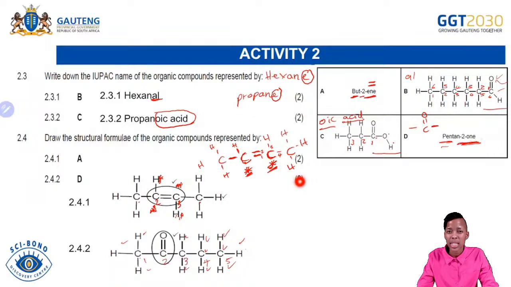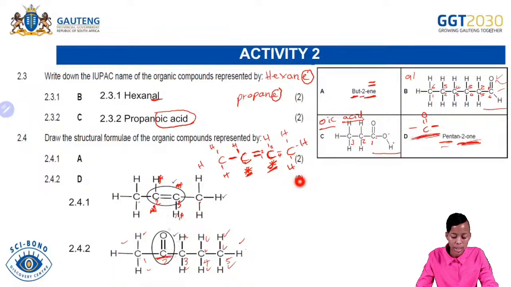What is important is that on position number 2, you will have a representation of the ketone. So that representation is C double bond O, which will be on carbon number 2.